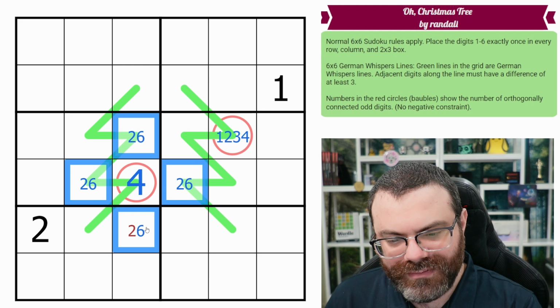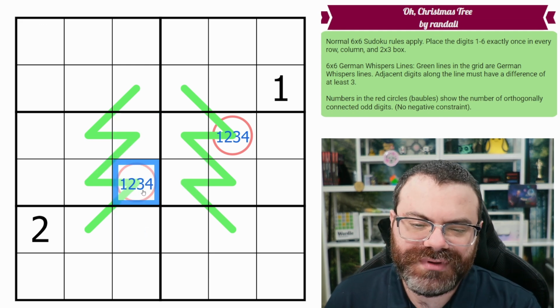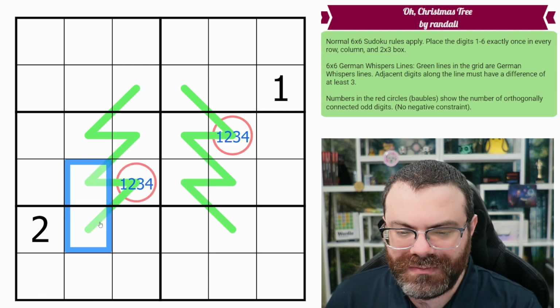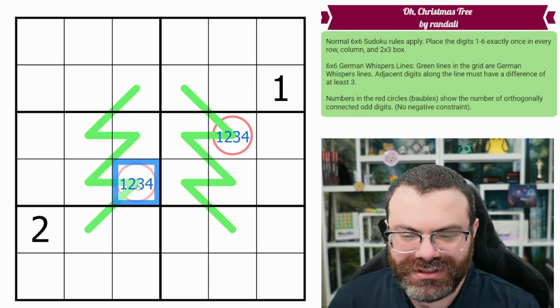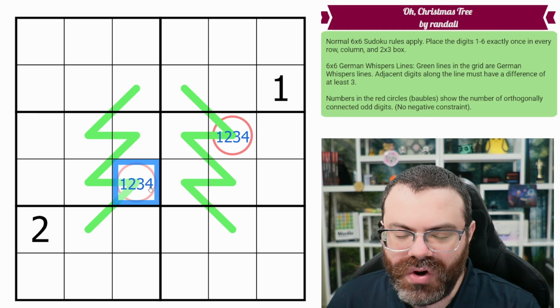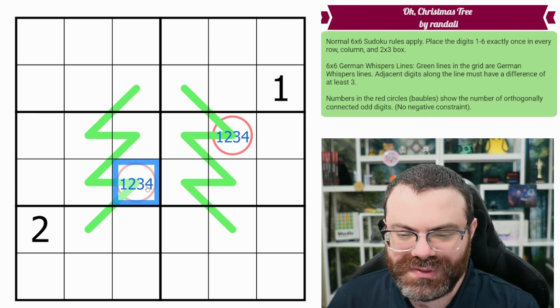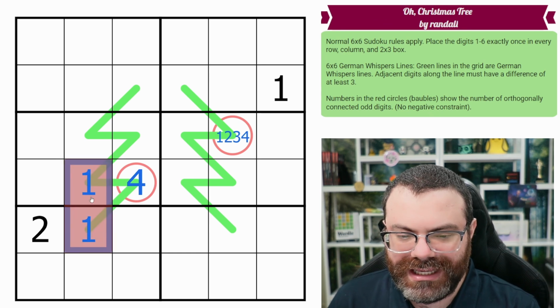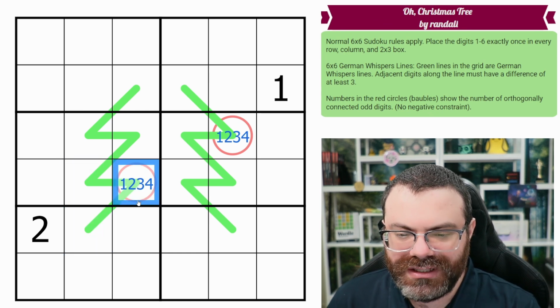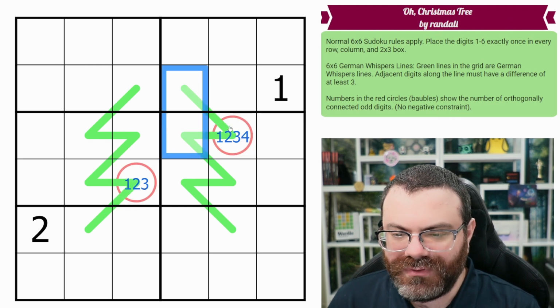Now, okay, well, there's an easier reason this can't be 4. This can't be 4 because of the German whisper line. 4 is kind of special. 3 and 4 are both kind of special in German whisper lines because the only digit that's 3 different from 4 is 1. So if I put a 4 here, these have to both be 1, and that doesn't work because of Sudoku. So this is definitely not a 4. It's from 1, 2, 3. This also can't be a 4.